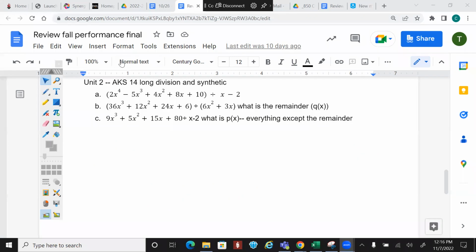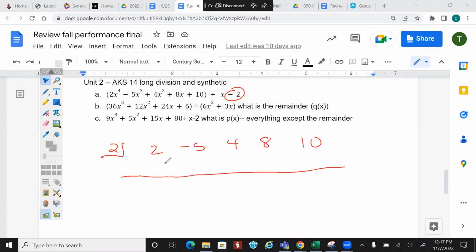Ready? So right here, we've got synthetic division. All right, we're going to change the sign. Okay, we're going to list out our coefficients. So 2, -5, 4, 8, and 10. Remember, if there's any term missing, we're going to have a 0 for that placeholder, like if x was missing, we would have a 0 in for that. But obviously, we have all of our numbers, so we're good.